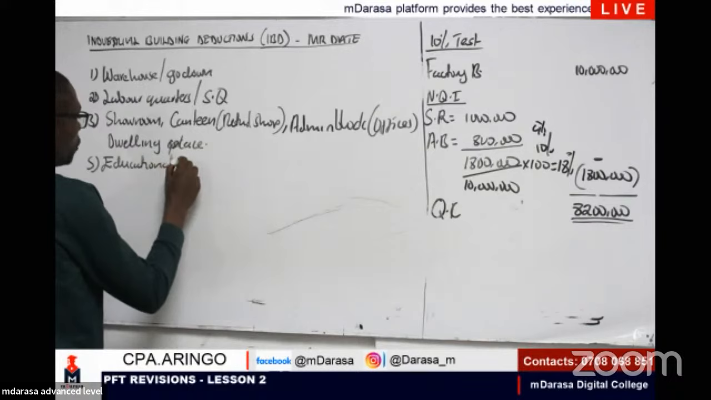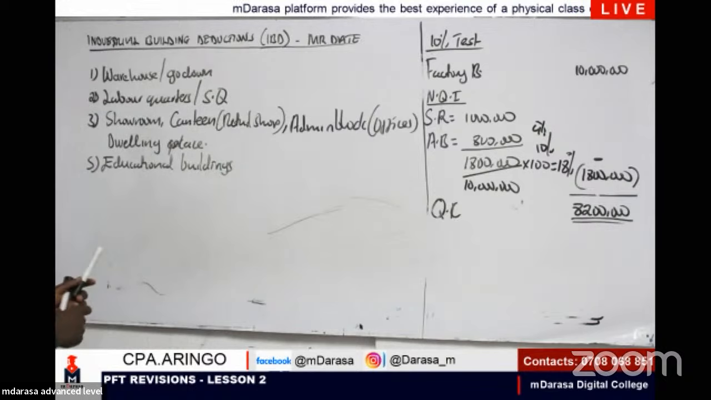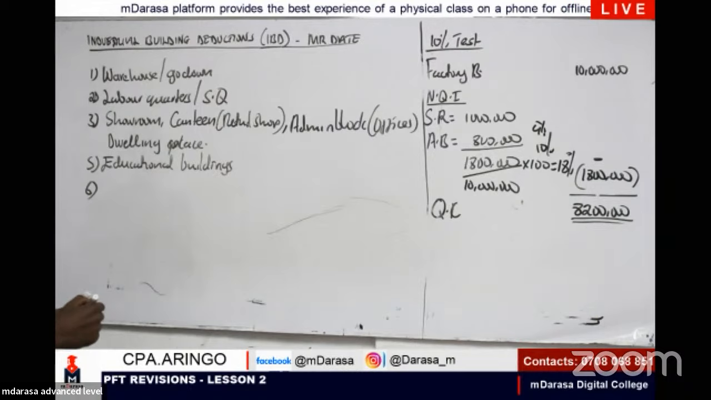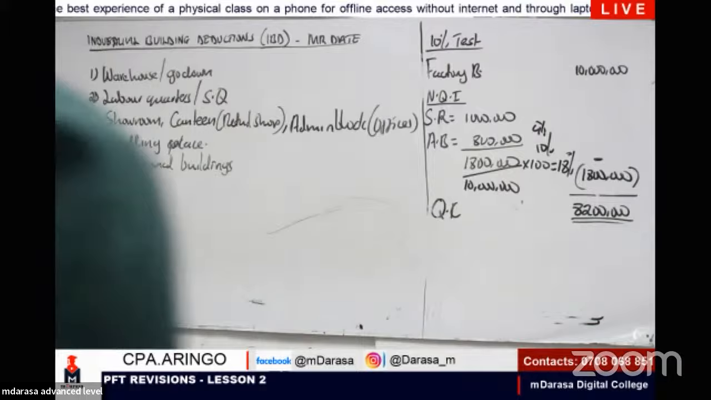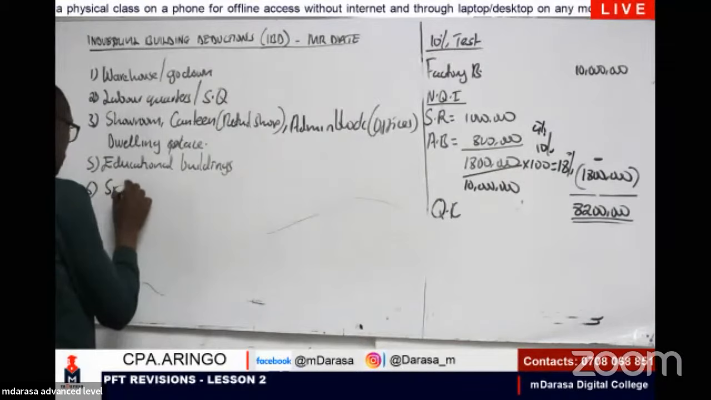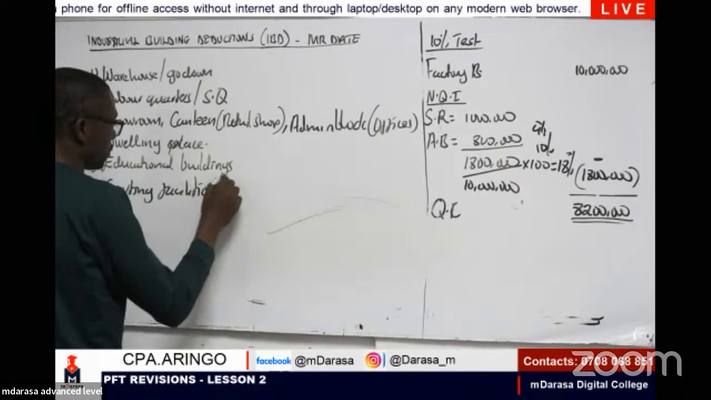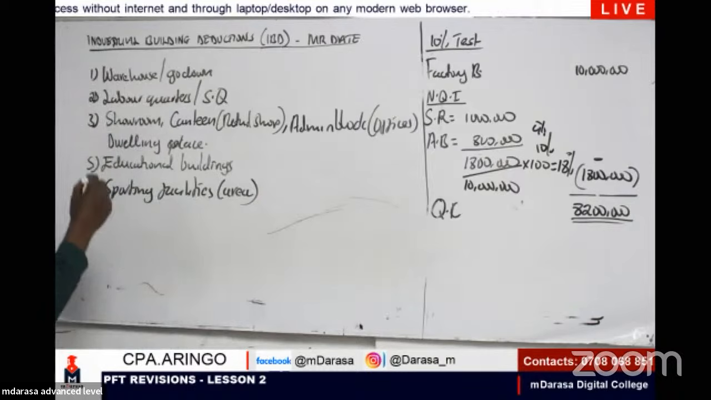We're having educational buildings in this list. Educational buildings will of course form part of this case. Talk about sporting facilities or area, which will also be part of industrial buildings.